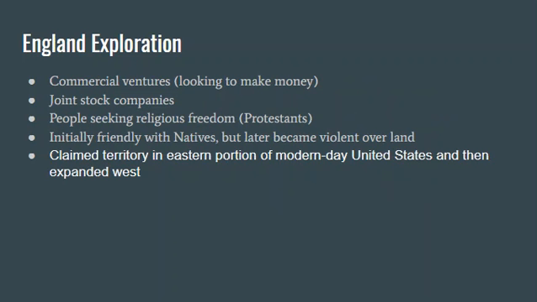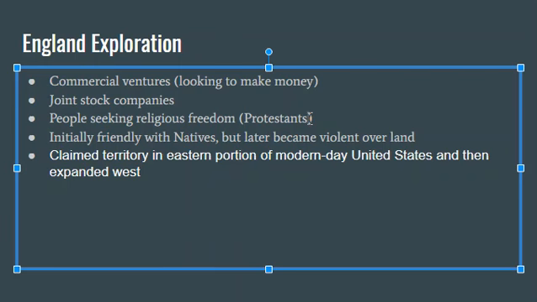Next, we're going to talk specifically about English exploration. They were really big into commercial ventures, so they were looking to make money. They had joint stock companies, which we talked about, where lots of people paid money so people could come to the New World and try to make money so everyone can get it back. They were also seeking religious freedom, like Protestants. Protestants in England were being thrown in jail, they were being fined, they were being killed because they weren't part of the Church of England.